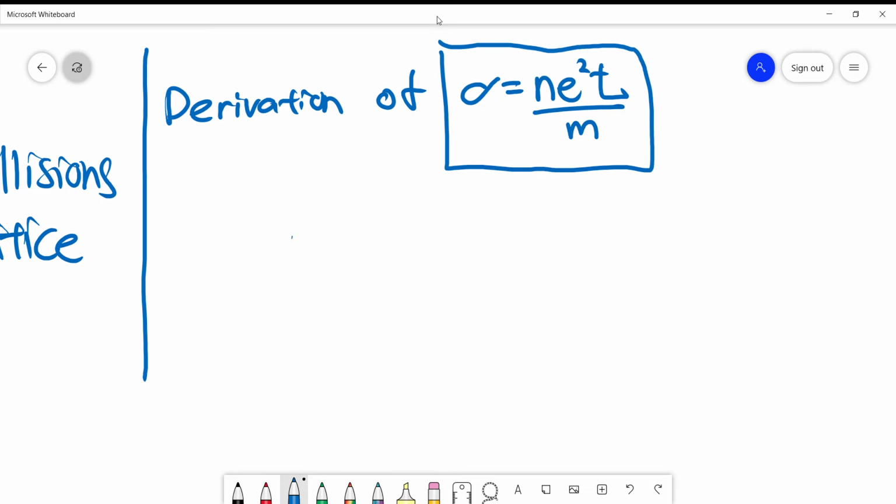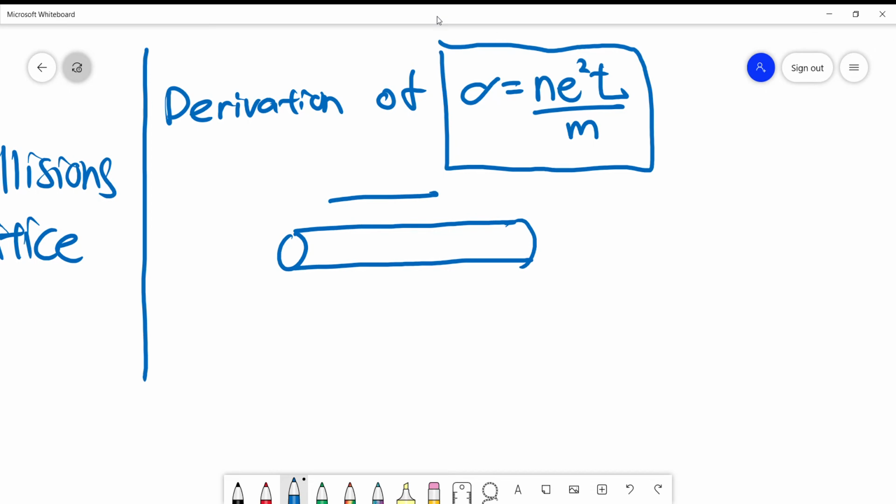So let's say I have a wire. The wire is here and the direction of the electric field is this way from A to B, and of course we know that the electric current is also in the direction from A to B, and this is I. Of course between point A and B we have the potential difference. So the potential difference is V.